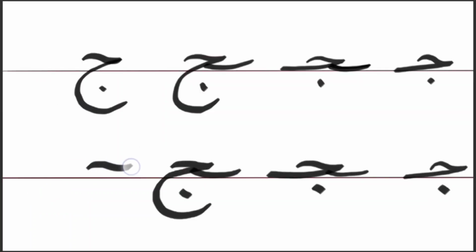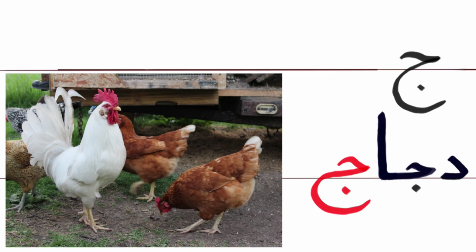Separated. This is how we draw this letter when it appears at the end of a word where the preceding letter can't connect to it. As in this Arabic word, دجاج, which means hens or chickens in English.